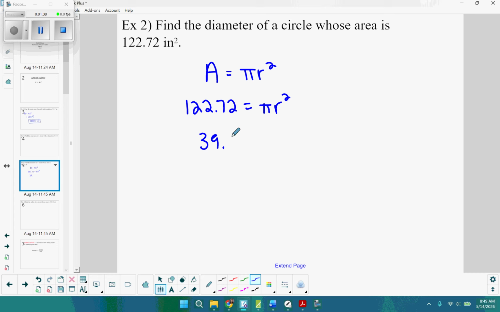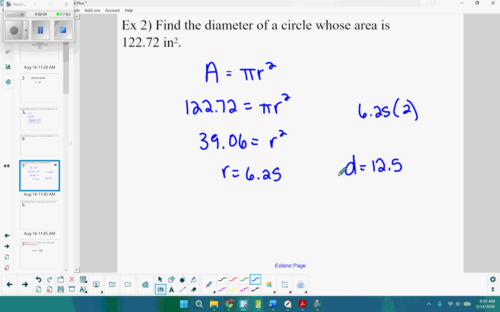So there's a lot of decimals. I'm just going to write 0.06 right now. But I'm going to keep this whole thing in my calculator, and I'm going to take the square root of the answer in my calculator. So when I do that, I get about 6.25. And we know that the radius times 2 is the diameter. So if we double our answer, we get a diameter of 12.5. Right? 6.25 times 2. And if this was in inches squared, the diameter is in just inches because that's a length.